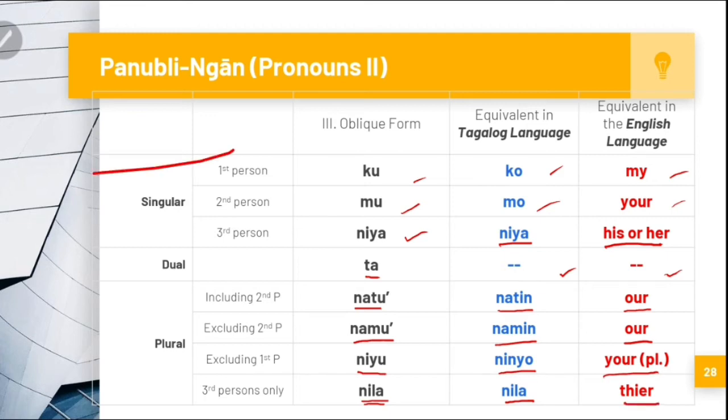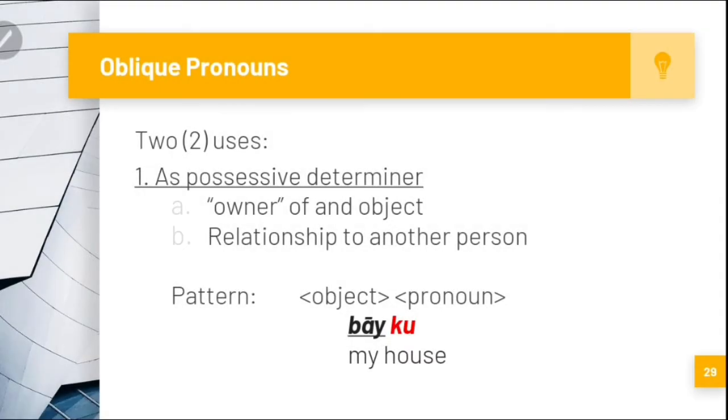Okay, let's study some examples. There are 2 uses of oblique pronouns. First, as a possessive determiner, which identifies the owner of an object and also signifies the relationship of one person to another. The pattern here is simple. We just follow this pattern. When an object is followed by an oblique pronoun, it means it applies the possessive determiner use of the oblique pronoun.